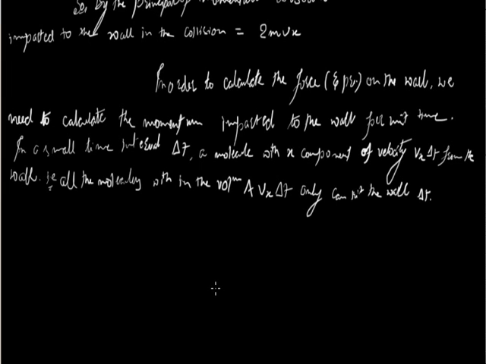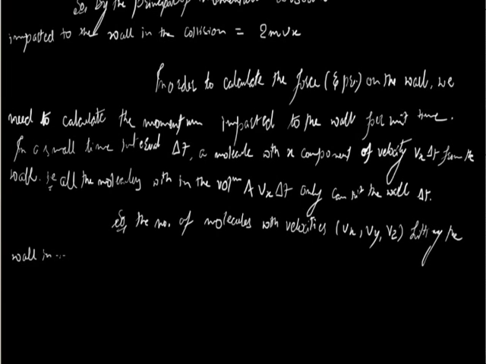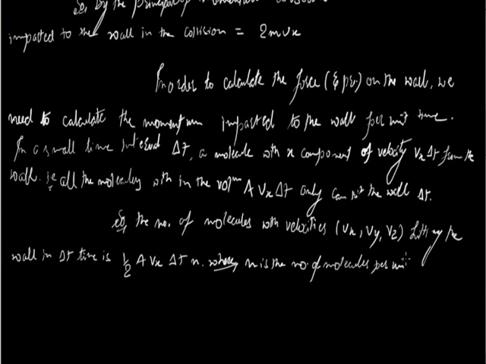Now, thus the number of molecules with velocities vx, vy and vz hitting the wall in time del t is half of n A vx del t, where n is the number of molecules per unit volume.